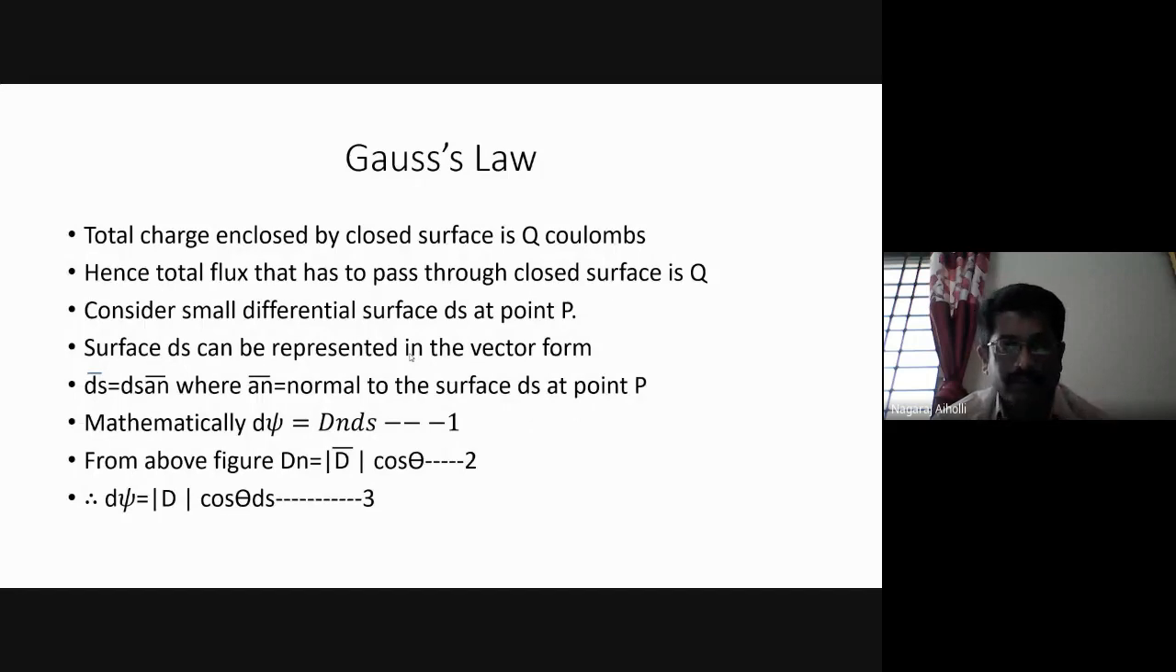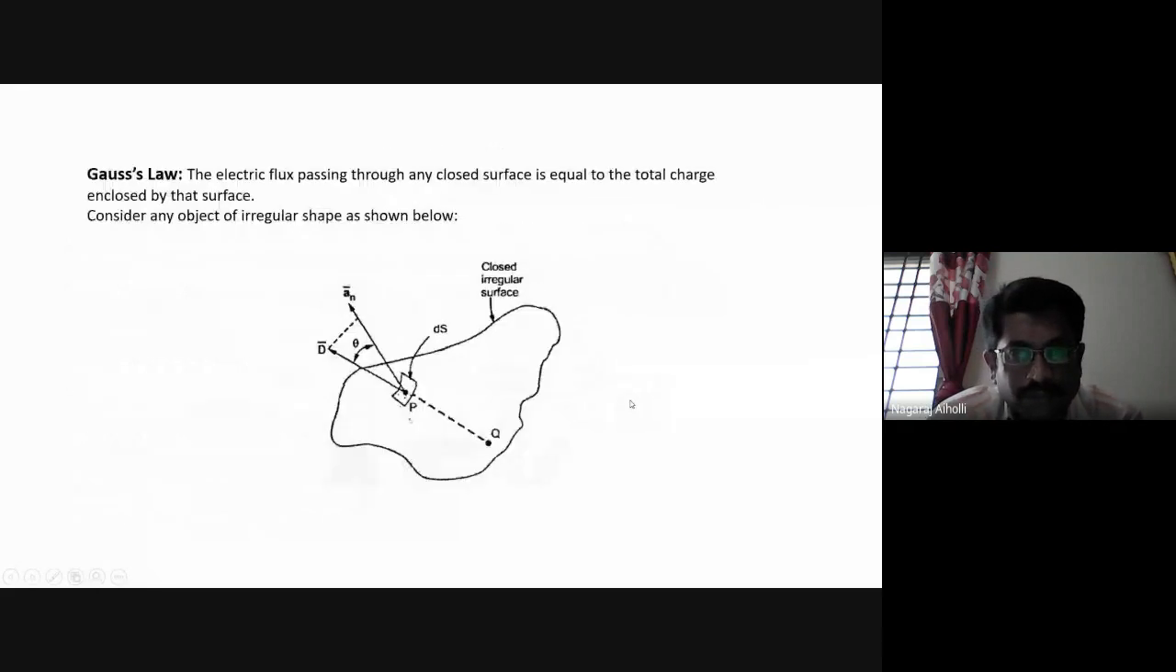That is our unit vector. Hence, ds bar is equal to ds into an bar. Ds is the magnitude, an bar is the unit vector, the direction, correct? Area is ds, so its magnitude is ds, and the unit vector is an bar. This an bar is normal to surface ds at the point P. Yes or no, friends? To this ds surface, an bar is the normal component. It is perpendicular to the surface ds. An bar is perpendicular to the area ds.